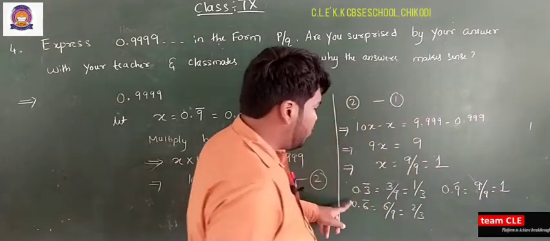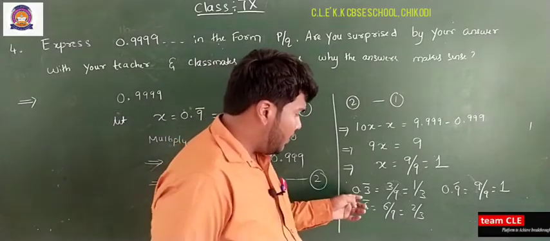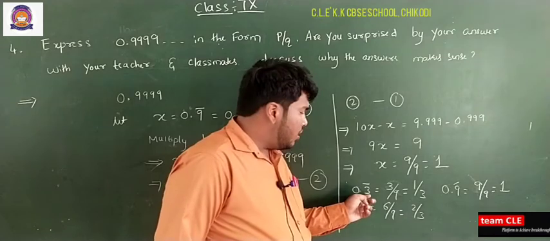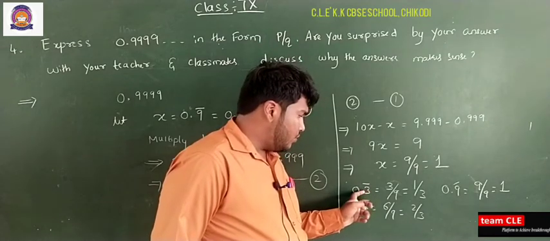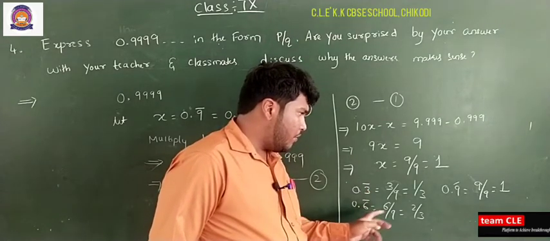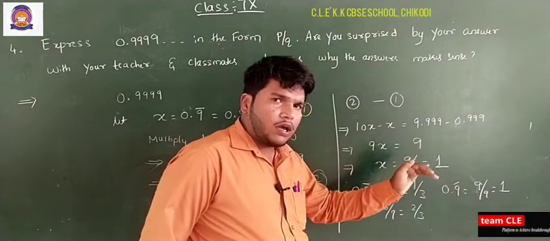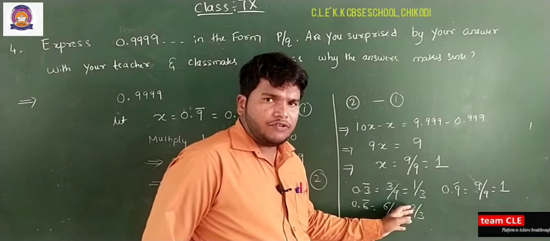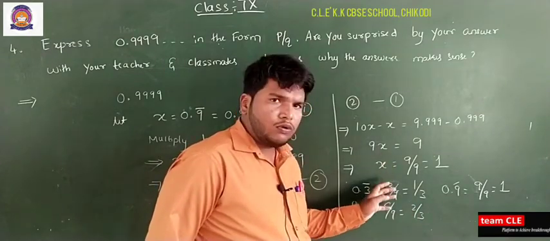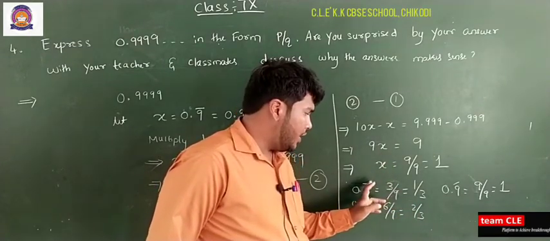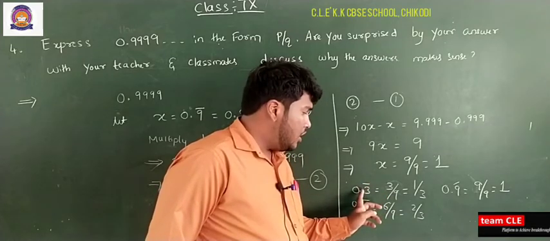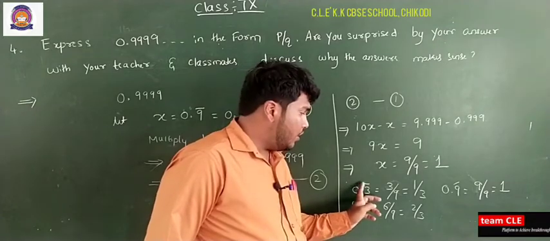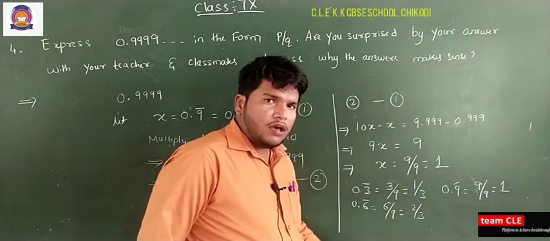This means we can conclude that whenever you have a repeating and non-terminating decimal number, such as 0.3 bar or 0.6 bar or 0.9 bar, if you divide by 9, you get a rational number. So you have to write the conclusion: whenever you divide a repeating and non-terminating decimal by 9, you get a rational number.